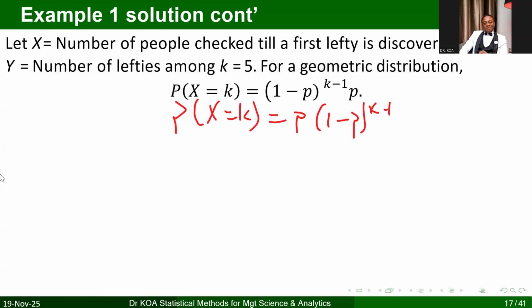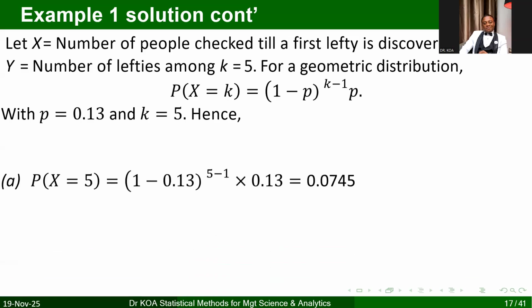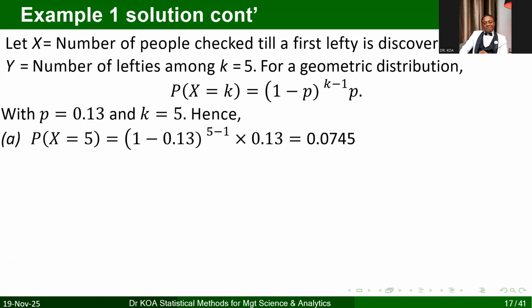Okay, so it will be 0.13 into bracket 0.87 raised to the power 5 minus 1. Correct. 5 minus 1. And then the rest is just calculating, isn't it? You take your calculator. If you do that well, you're going to get 7.45. That was what the question is asking. Lefty.